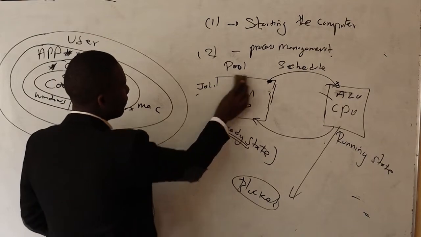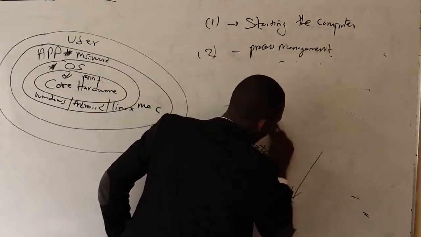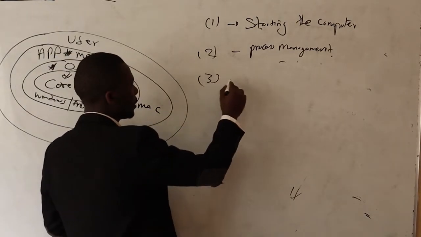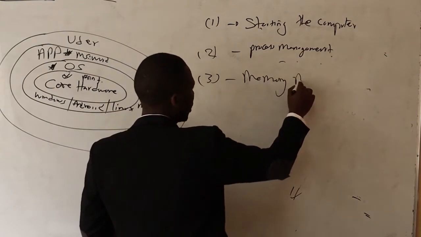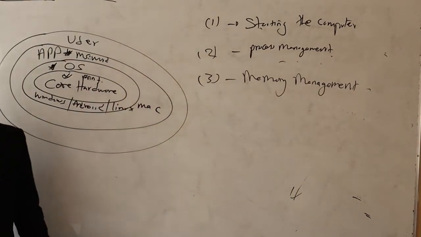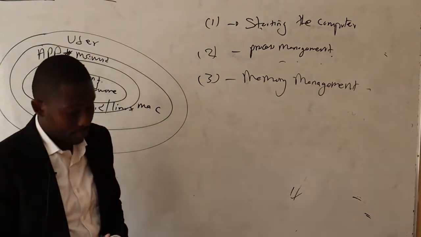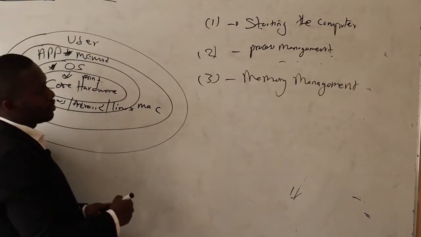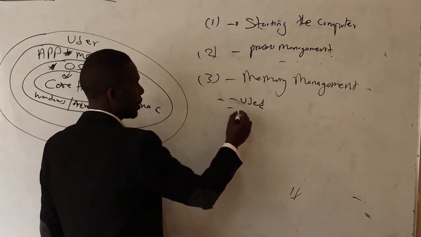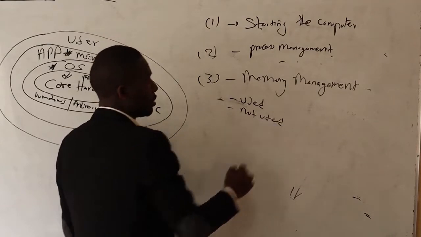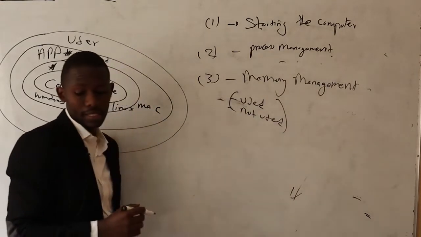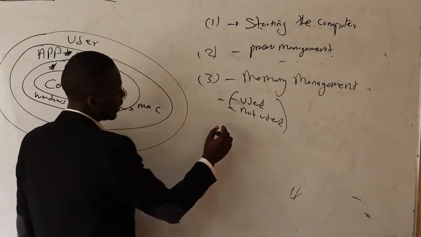So another function of the operating system is memory management. Memory management, that is number 3, memory management. So when you are using a system, like you are using a mobile phone, sometimes you are using a computer, it is possible to tell part of the memory that is used and part of the memory that is not used. So why is it possible to tell this? Because our machine has an operating system. So the operating system always calculates.